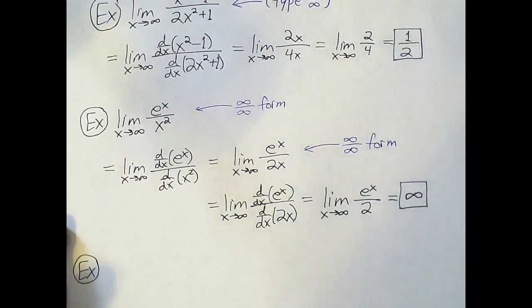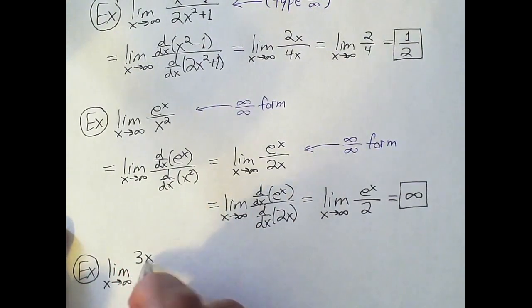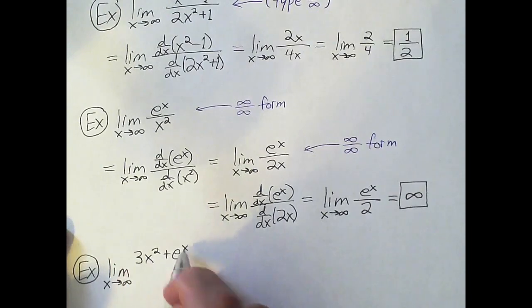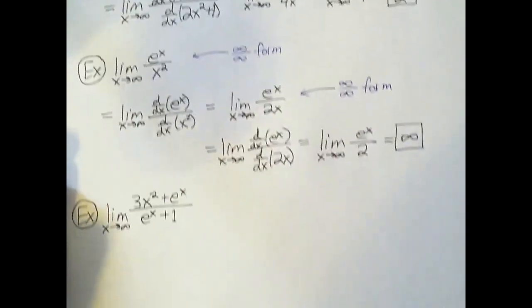All right, let me give you one to try. I want you to try this. The limit as x goes to infinity of 3x squared plus e to the x over e to the x plus 1. So pause the video and give that a shot.